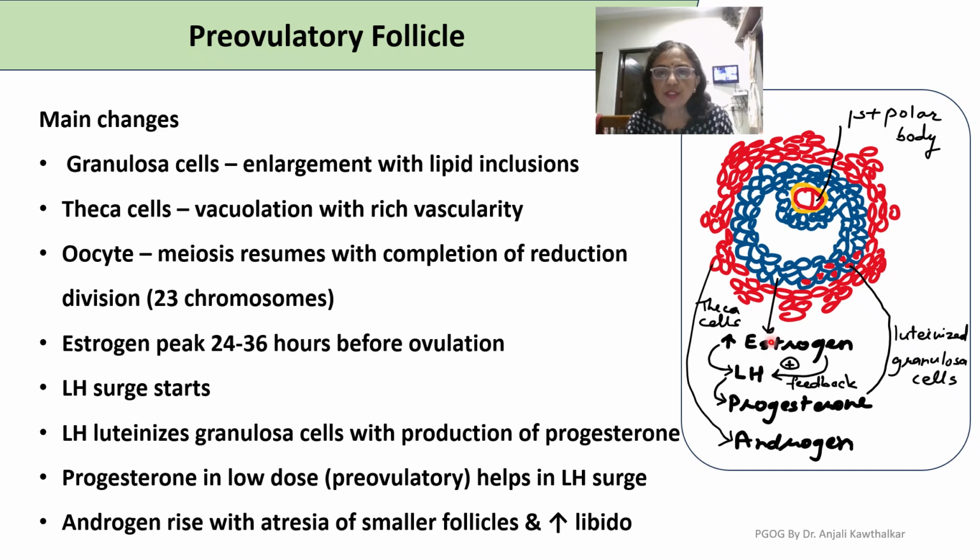Androgen is coming from theca cells, which helps in the atresia of non-dominant follicles. More and more estrogen is getting secreted, and that high level of estrogen for greater duration leads to positive feedback on the pituitary with LH surge, and LH is responsible for progesterone secretion by luteinization of granulosa cells. So these are the important hormonal changes seen in pre-ovulatory follicle development.